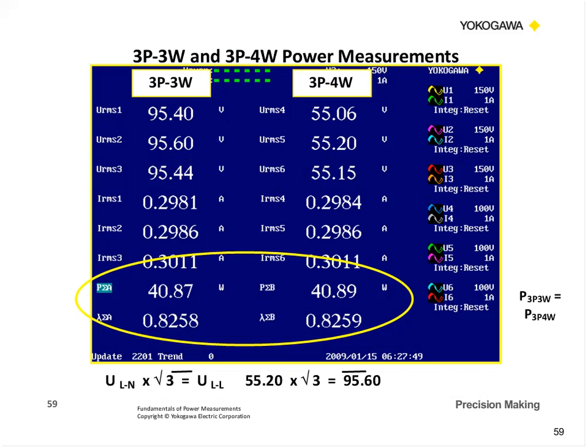Now, if you take the same device, hook it up as three-phase, three-wire power measurement or three-phase, four-wire, it's the same device. Just one of them we're measuring line-to-neutral voltages, and this is measuring line-to-line. The power has got to be the same, and it will measure the same, 40.87, 40.89. It's the same power factor. So we do get the same power. It has to be. That device is still drawing the same amount of power.